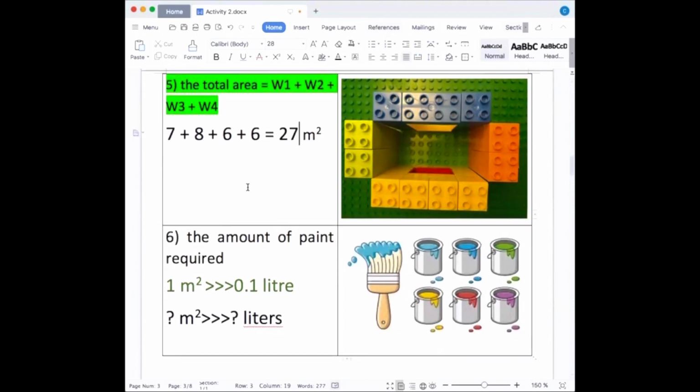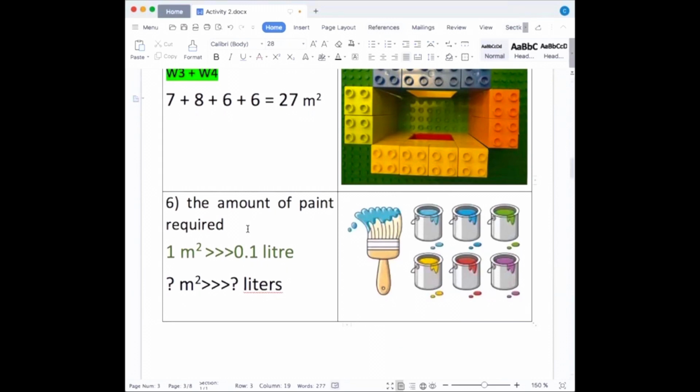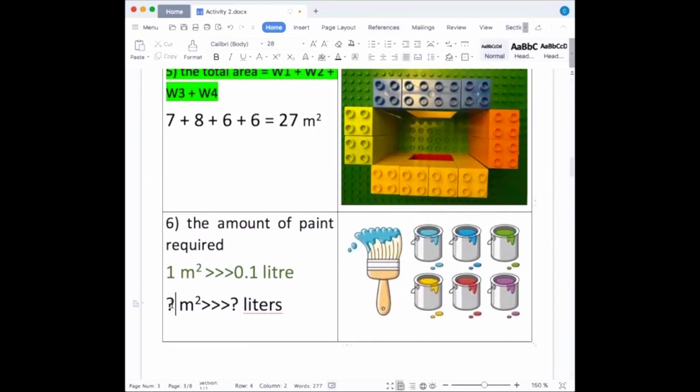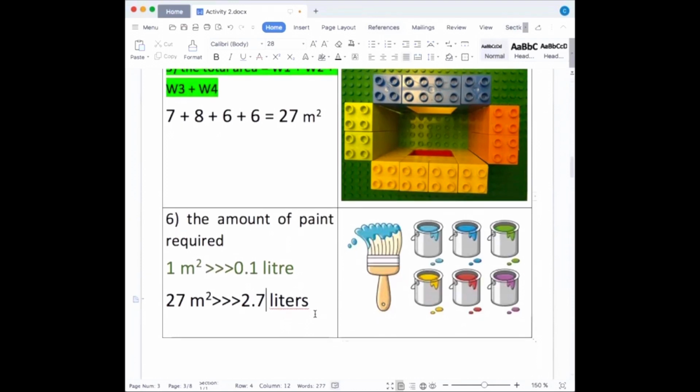Then the next step, we can calculate the amount of paint required. So as we introduced, for 1 square meter of the wall, we need 0.1 liters of paint. So now we have 27 square meters. Can you calculate how many liters we need? Yes, correct. We need 2.7 liters of paint. Now we can go to the shop and buy the paint and start the work. Yes, great. Okay, thank you.